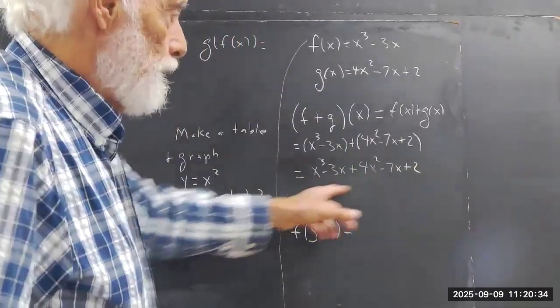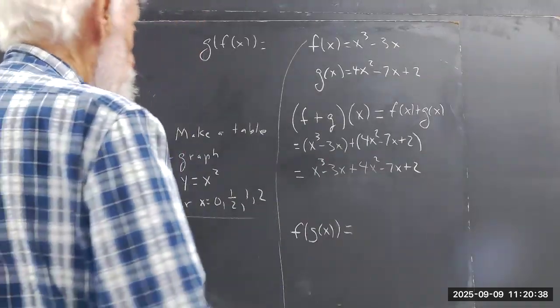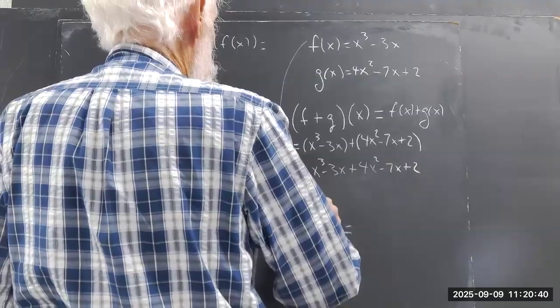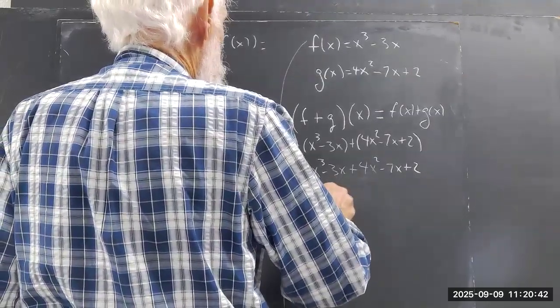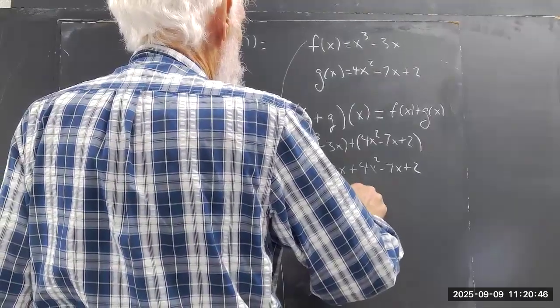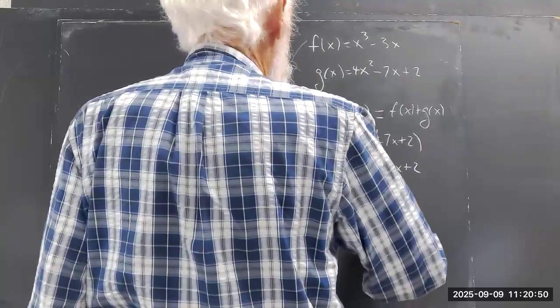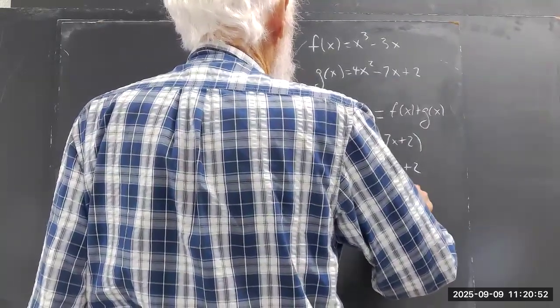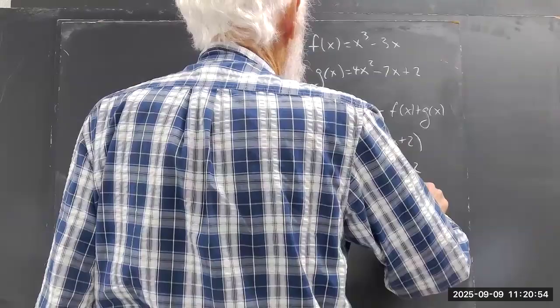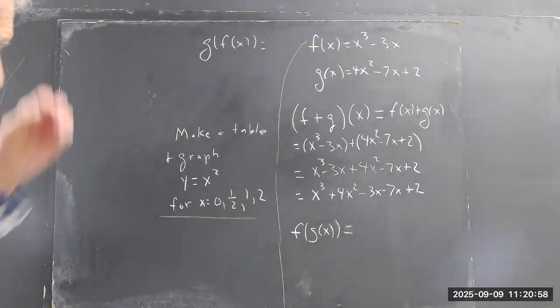Now we can rearrange these terms in order of exponents. So we rearrange, first one, x cubed first. The next power of x is the 4x squared. We've only got a 4x squared, so we got that. Then we got minus 3x minus 7x plus 2. Now, does anything simplify?